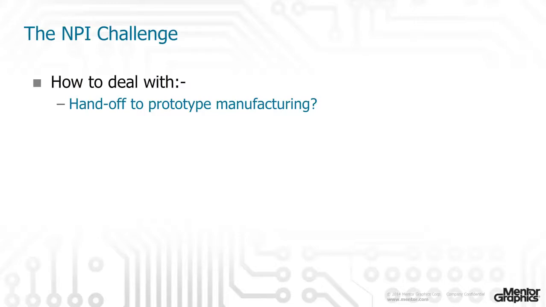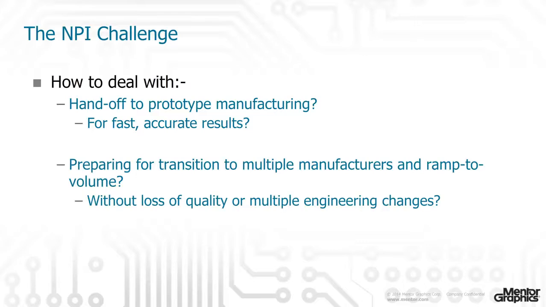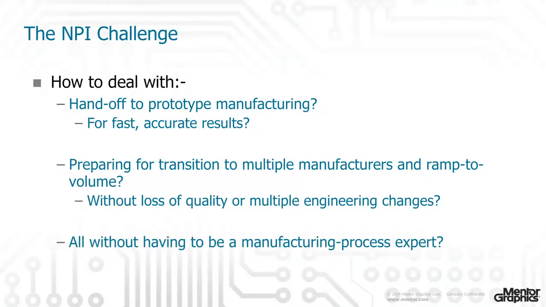How do you manage the handoff to prototype manufacturing? Do you get working prototype boards into your hands fast enough and built as you intended? When you switch from prototype to volume production, are unexpected engineering changes required? Do you get the same product as you got from the prototype manufacturer before? How to take more control over manufacturability at the design stage without having to be a deep domain expert in manufacturing processes.